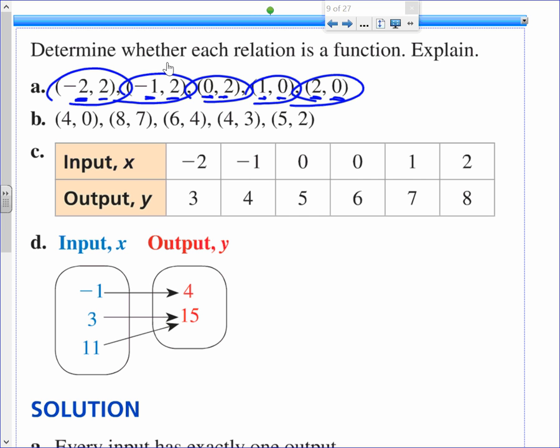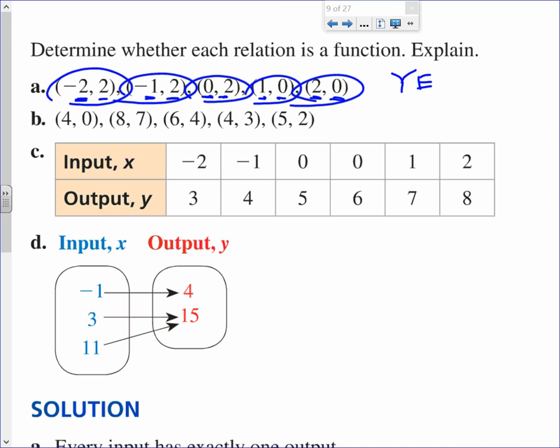So go write on your notes, function. Yes, function, for A. And the reason why it's a function is because every input has exactly one output.